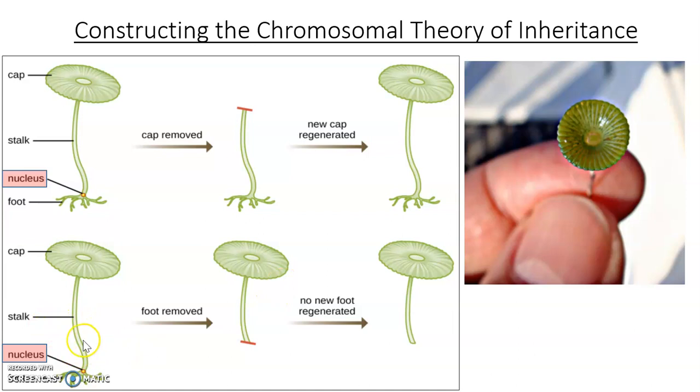But if he removed the bottom part, or the foot right here, he found that the foot would actually not regenerate as a result of that experiment. So again, if you look at the scientific method, this is an observation that leads you to scratch your head and to start coming up with a hypothesis, a proposed explanation, and then use some experiments to try and prove the truth or that your hypothesis is not correct.